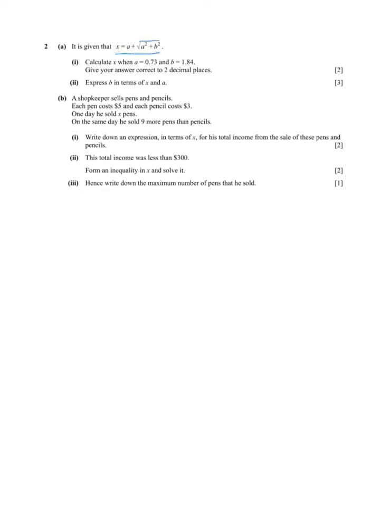Question number 2. It is given that x is equal to a plus under root a square plus b square. Calculate x when a is equal to 0.73 and b is equal to 1.84. Give your answer correct to two decimal places. Alright, so we are going to attempt part a and its first part. So you have x is equal to a plus under root of a square plus b square. Placing the values here, which is very simple, it's 0.73 plus under root of 0.73 square plus 1.84 square.